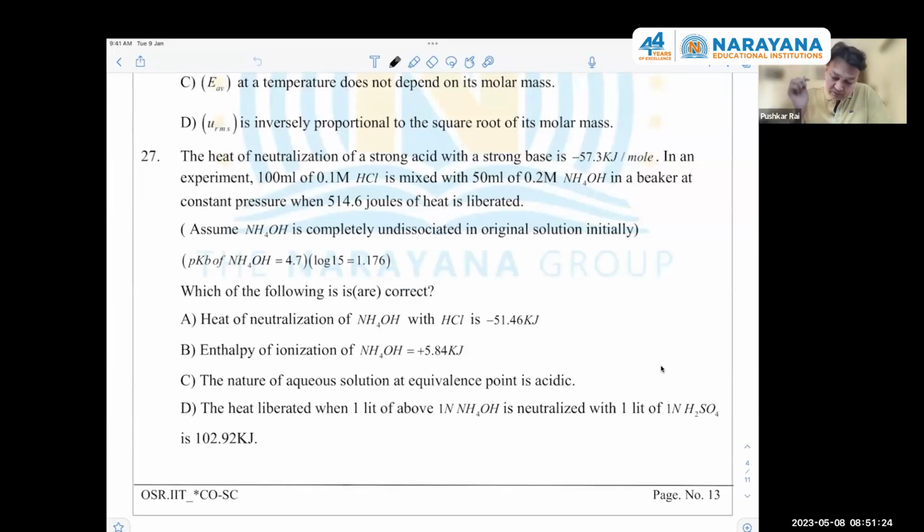By definition, it should be kilojoule per equivalent. You are absolutely right, and not per mole, per equivalent. We used to call it per equivalent. So I think this is such an obvious thing. That is why you have taken it along.